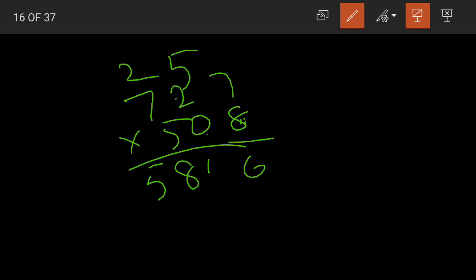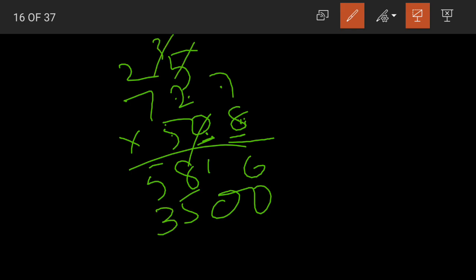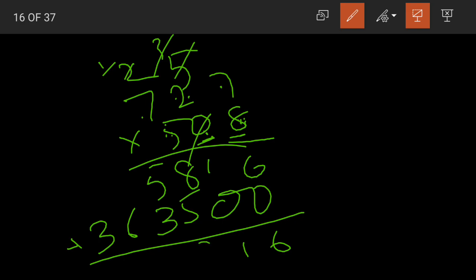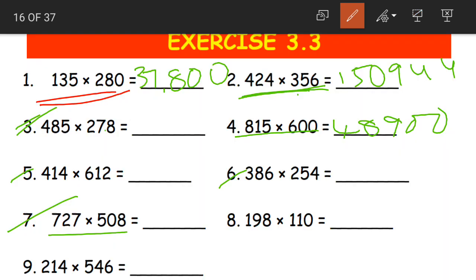Now next we are having 0, so what can we do? We can skip. Coming to 5, but before multiplying with 5 we should place 2 zeros. Yes, 5 sevens are 35, 5 here, 3 carried, 5 twos are 10 plus 3 is 13, 1 carried, 5 sevens are 35 plus 1 is 36. Now adding the partial products together, 9, 6 and 3. What will be our answer? 3,69,316.